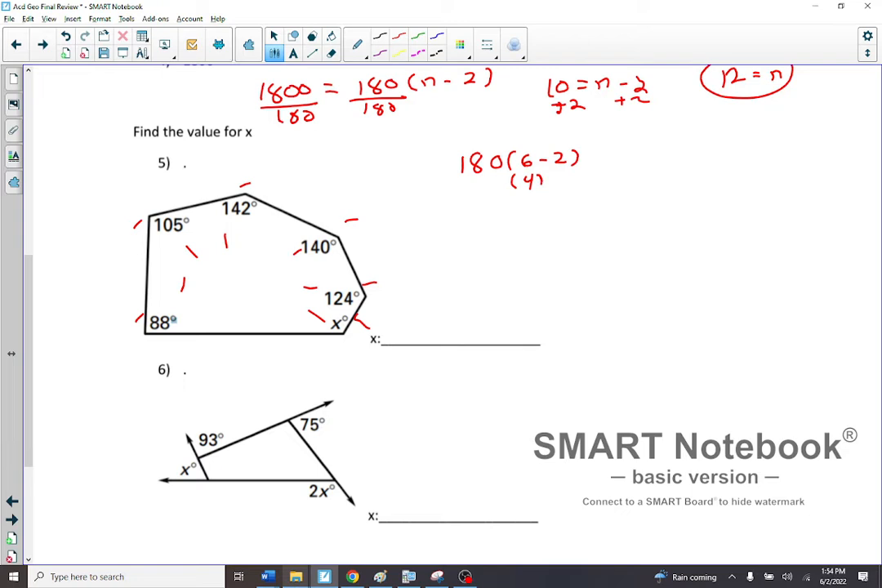That's going to be 4 times 180, which is 720. Now I know that's what it equals. I want to figure out what this missing x is. So what I'm going to have to do is subtract all of this from here. I'm going to use a calculator for this to make my life a little bit easier.